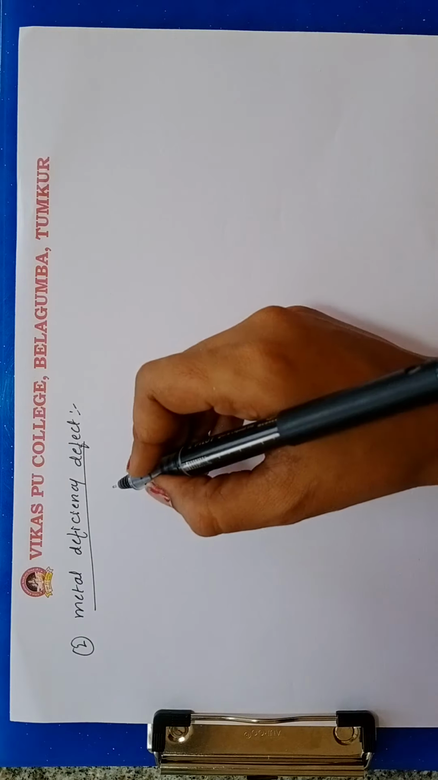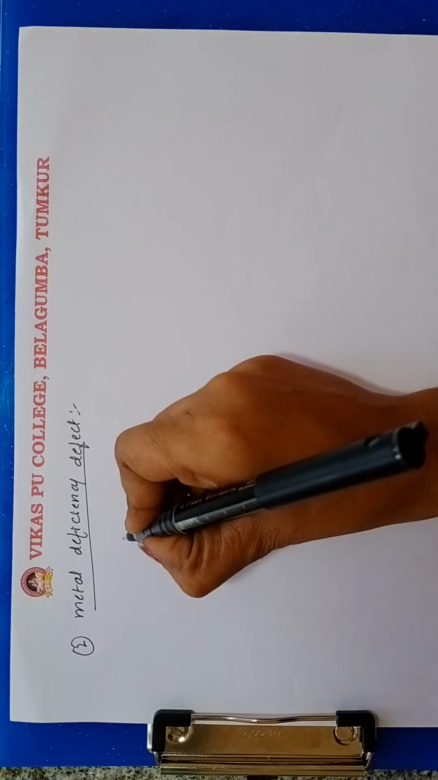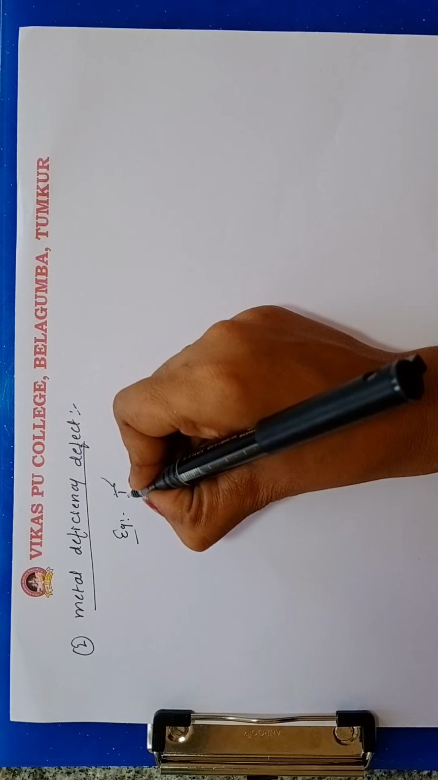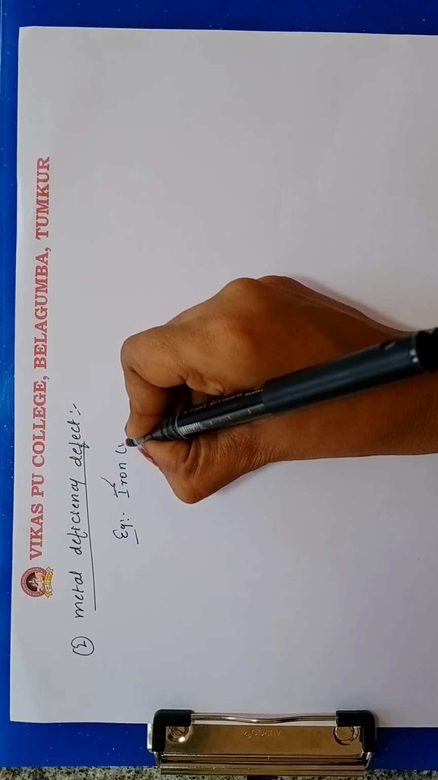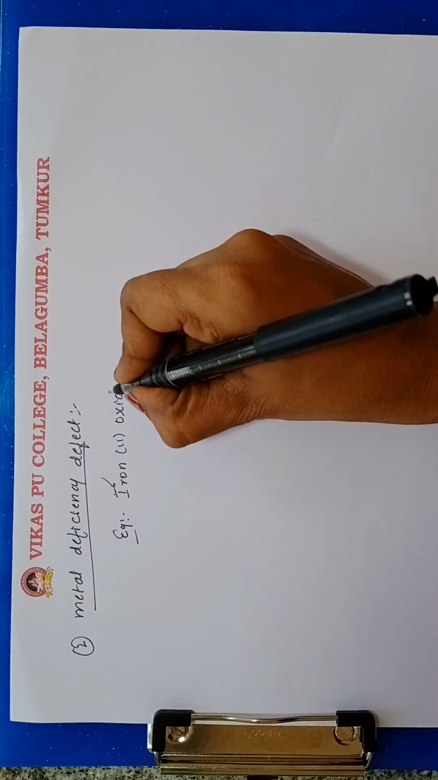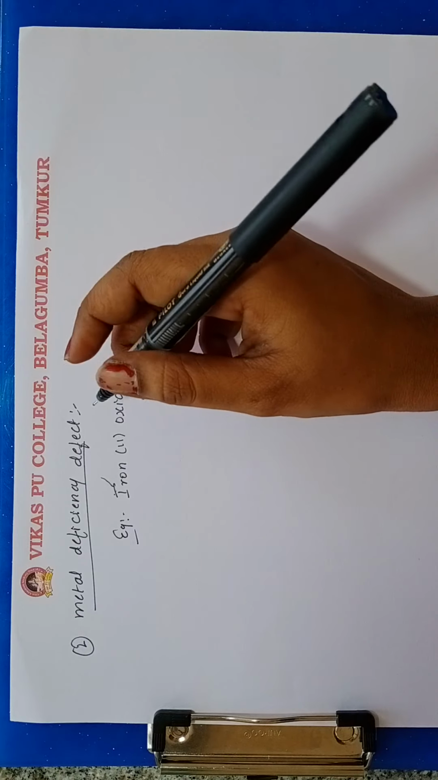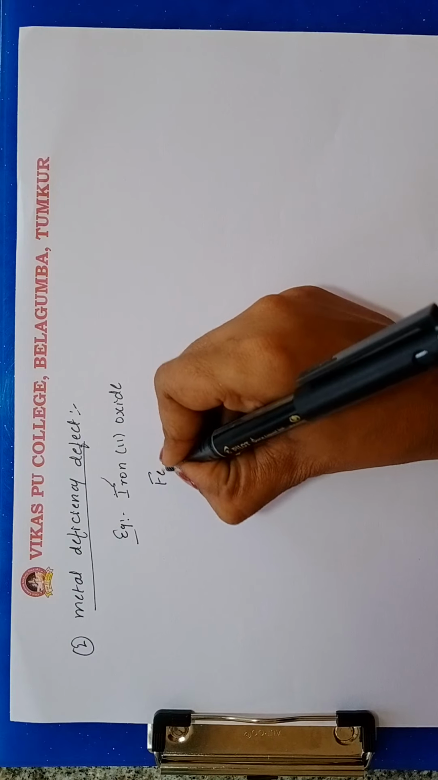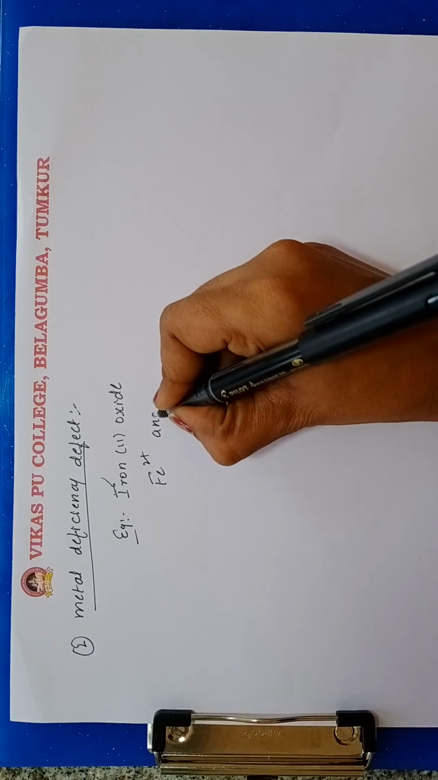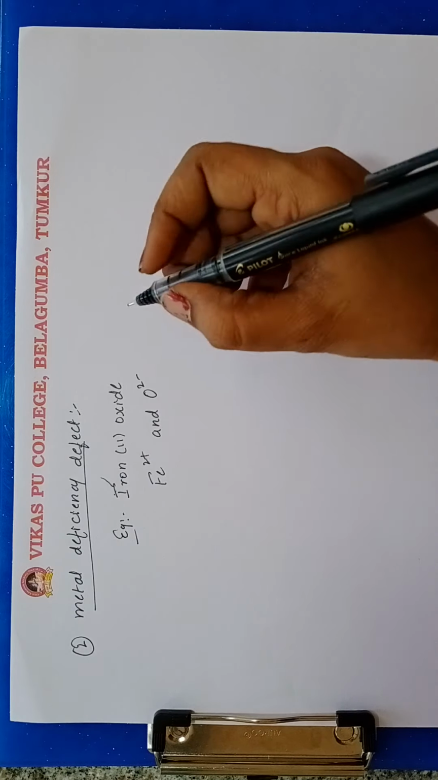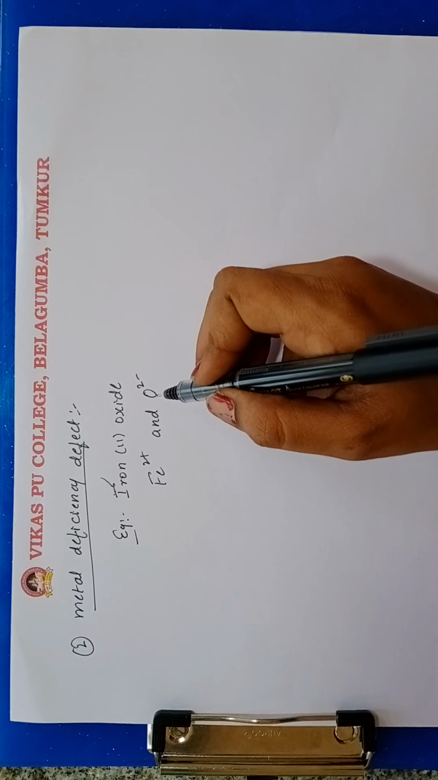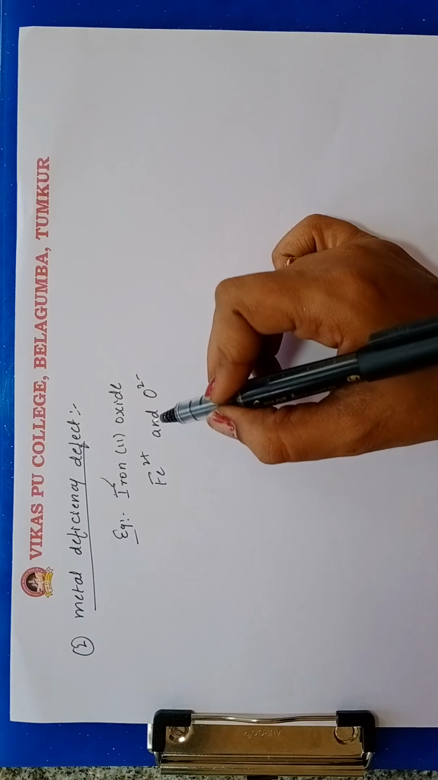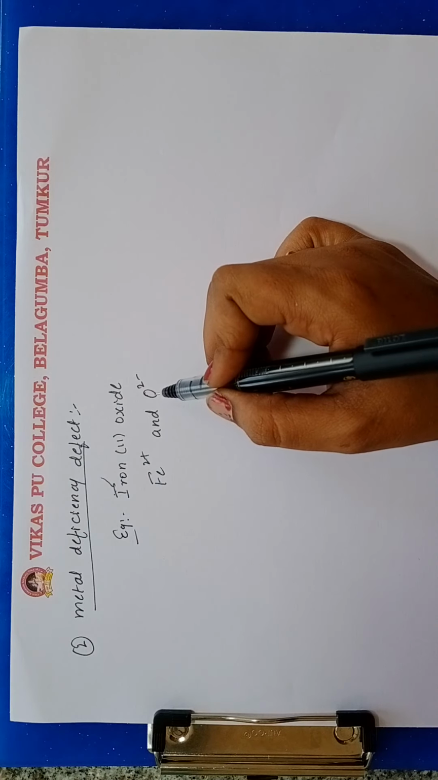Suppose you take the example of iron oxide. In that iron oxide, it is supposed to contain an equal number of Fe2+ ions and O2- ions, a cation and an anion.